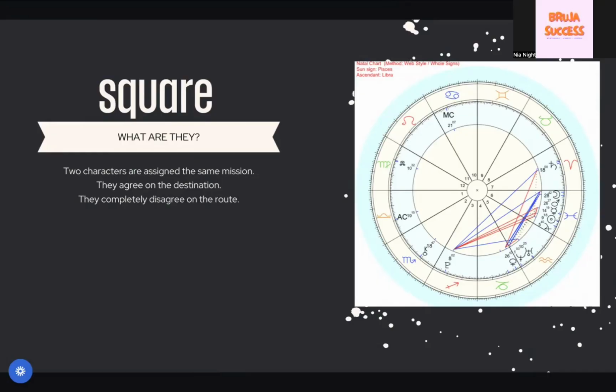And inside your psyche, that feels like internal pressure. However, squares are often some of the greatest sources of growth. They kind of force you to develop new situations and to find ways to achieve that same mission anyway, to use the strengths of both of these energies to achieve that mission.